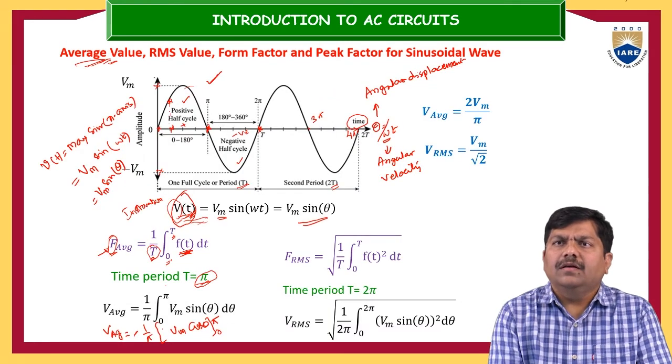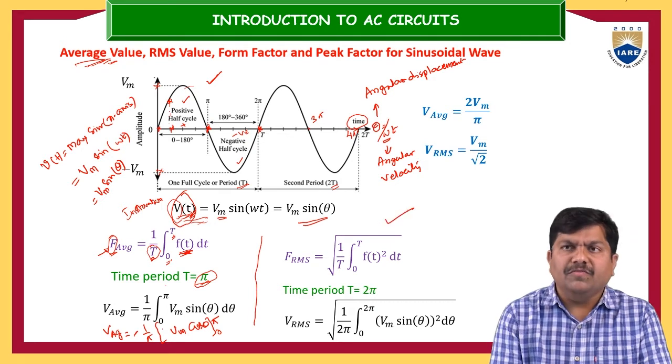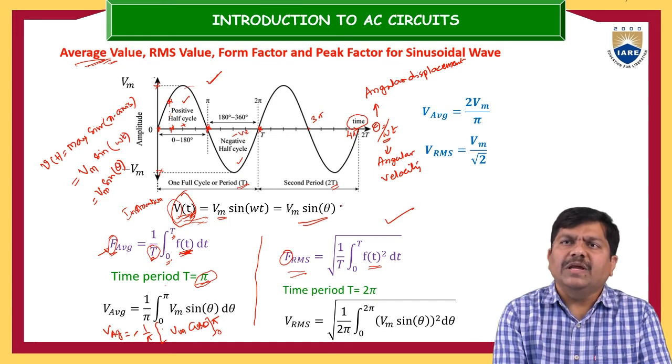Now, the second thing is, in this section, we are going to compute the RMS value. The formula for this RMS function is F_RMS equal to the square root of 1 by T integration from 0 to T of f(t) whole square into dt. F(t) whole square is again an instantaneous function.